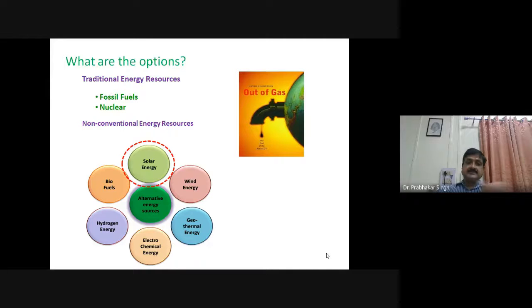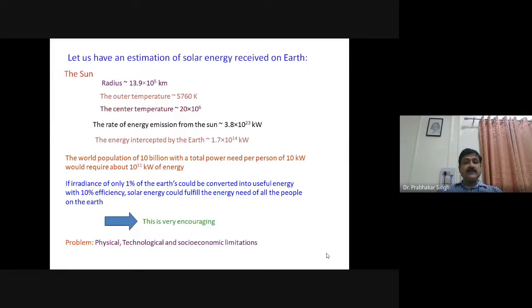So all these things, if you see, the other sources are the non-conventional energy resources. There are many non-conventional energy resources: solar energy, wind energy, geothermal, and all of them. One of them, which is the major part, is solar energy. So how to utilize it? Before we get too encouraged, and we have a lot of encouragement to use solar energy, let us have a rough estimation.